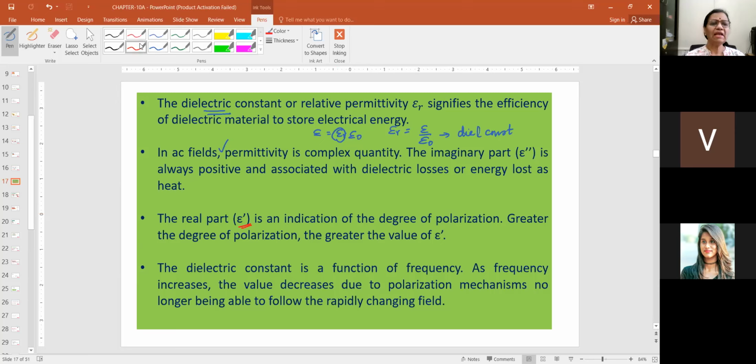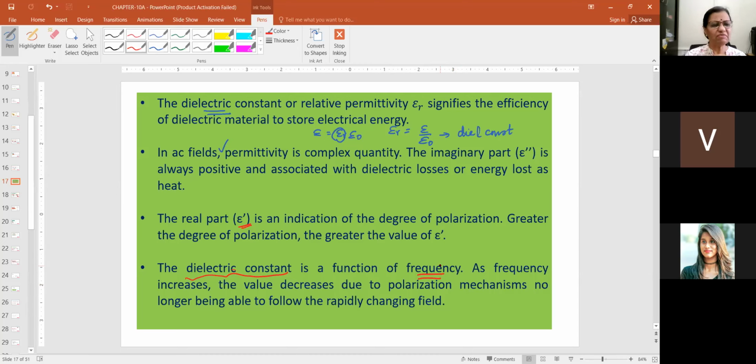Next, let us also see the significance of this. The significance of the real part is energy storage. The larger the real part, the larger the energy storage. The larger the imaginary part, the larger the energy losses. And finally, let us also understand: I told you that this imaginary part would not even be there for DC fields or low frequency. So that automatically means that the dielectric constant is a function of frequency. And as the frequency of the electromagnetic wave increases, let us see physically what happens.